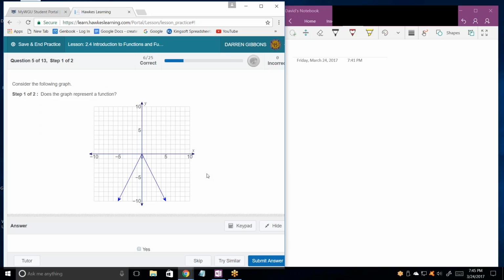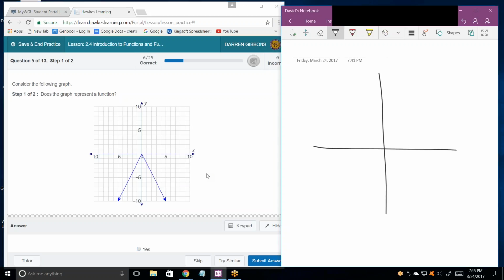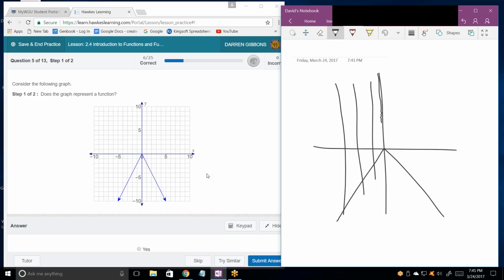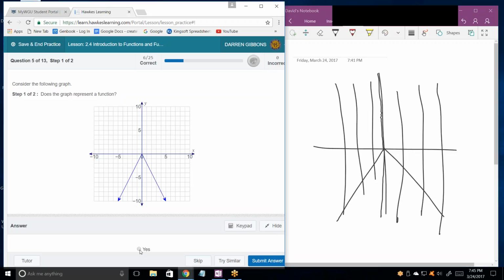Does this pass the test for a function? I would say yes. If I pass a vertical line, in other words, if I draw this thing over here, here's the function they gave us. Well, no matter where I pass a vertical line, I only get one exact value of y. I don't ever get two values for y. That's the definition of function. So yes, it does.